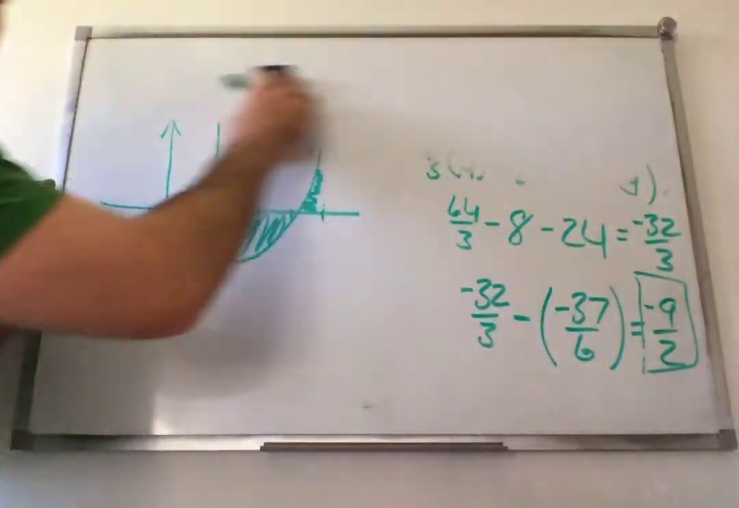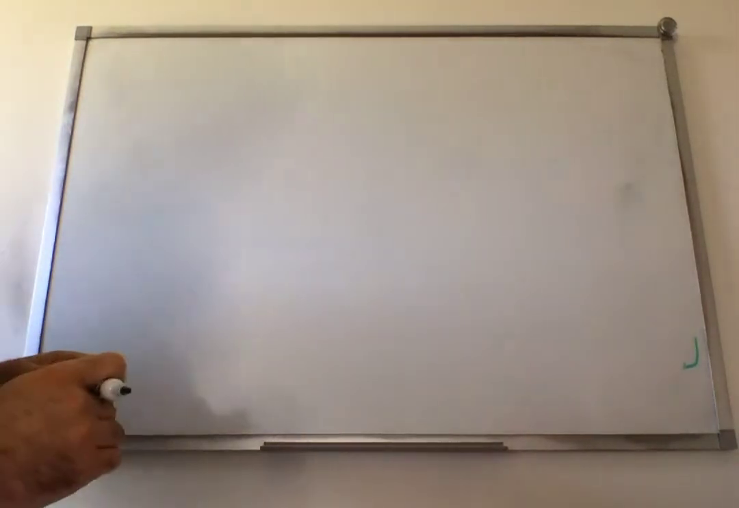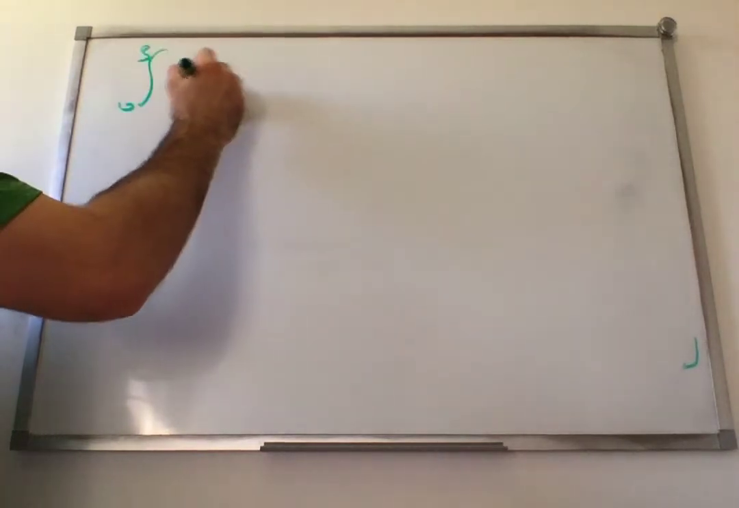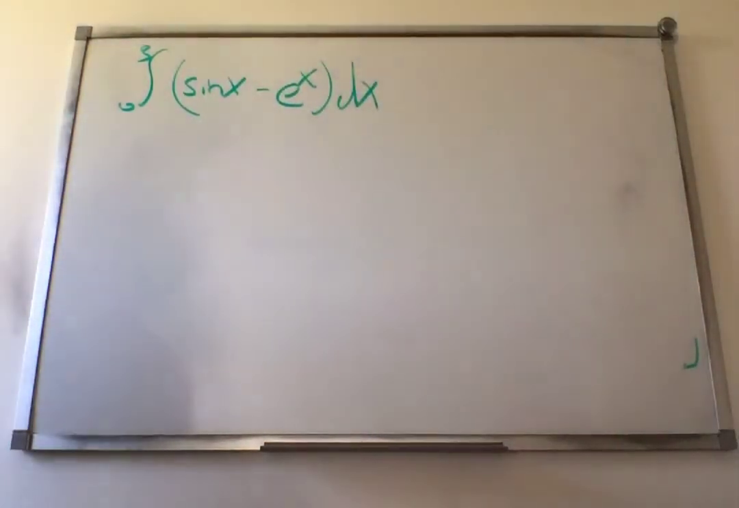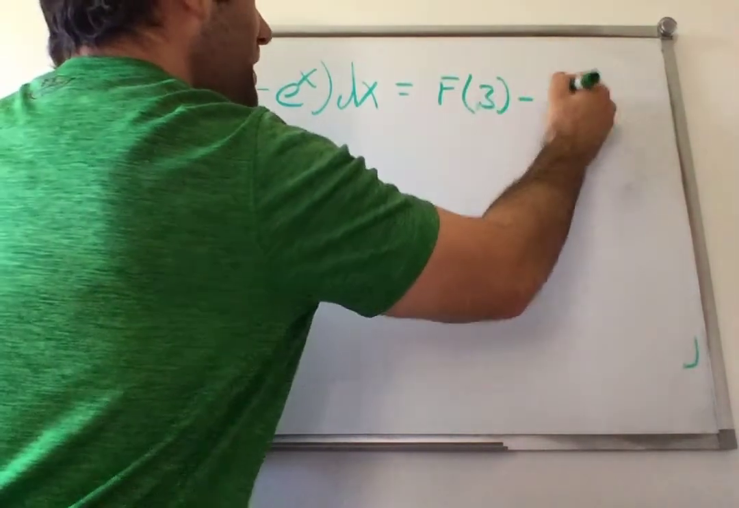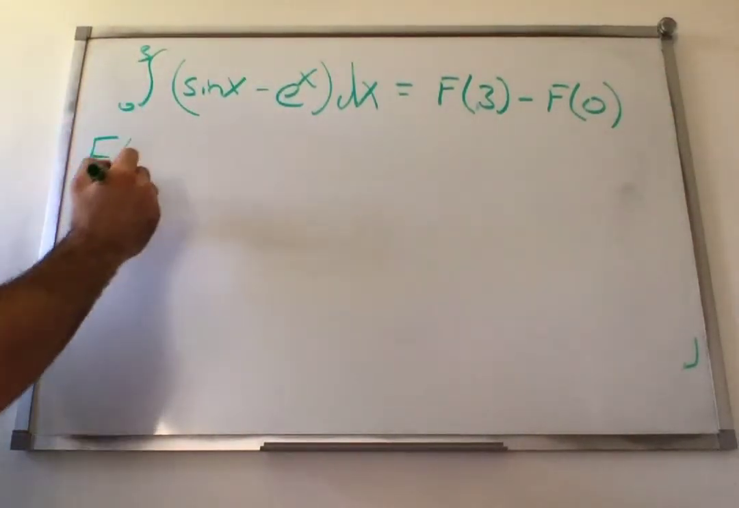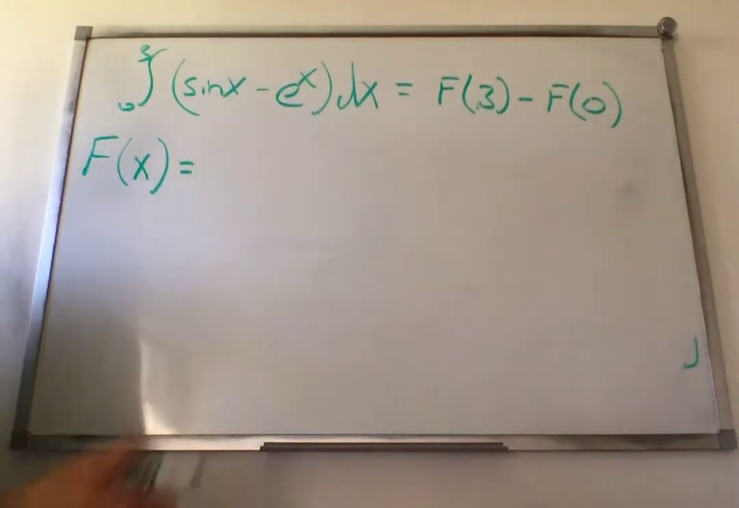Let me go ahead and do another example. See, it's a trig example. It says, what is the integral from 0 to 3 of sine of x minus e to the x dx? So all we have to do is find the antiderivative evaluated at 3 minus the antiderivative evaluated at 0. So let's find the antiderivative. F of x, big F of x. Well, what function do I need to take the derivative of so that when I take the derivative, I get sine of x?